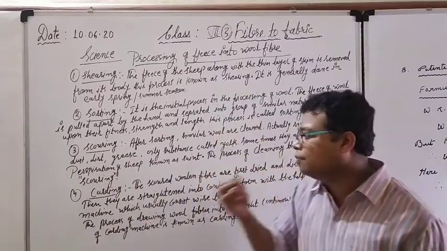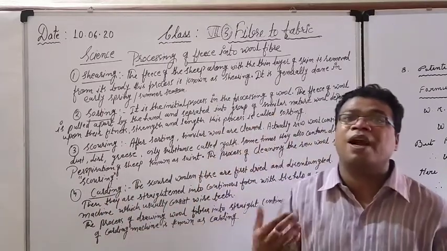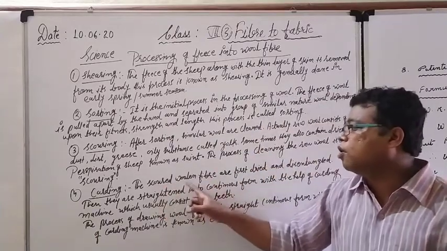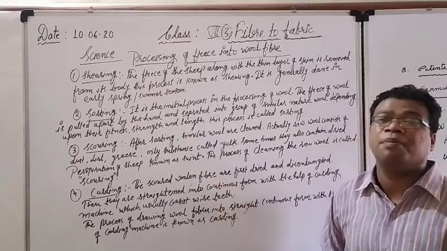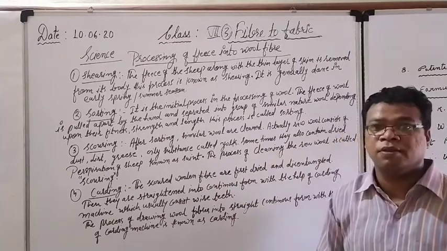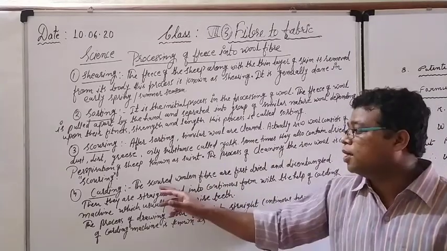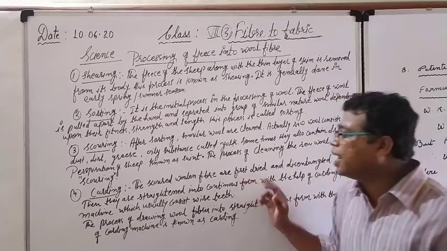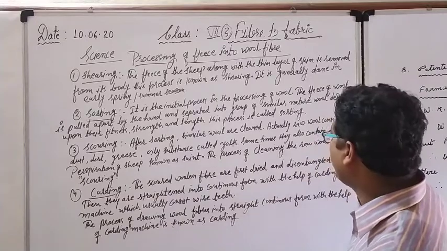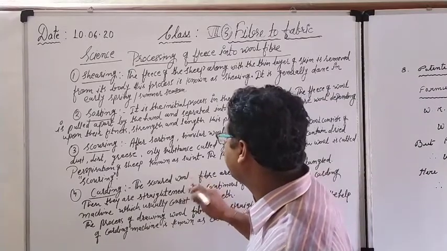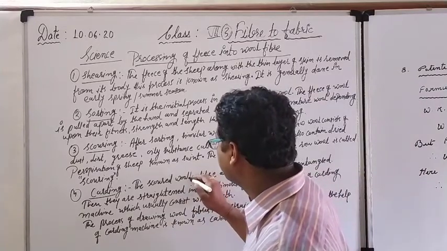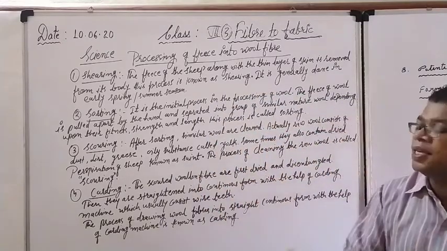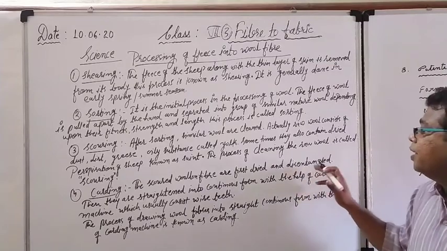Right now see the next thing, carding. Fourth step is the carding. What is carding? We will come to know when we are going to read it. The scored woolen fibers. Scored woolen fibers means cleaned woolen fibers. Scored means cleaning process. So the scored woolen fibers, they are first dried. पहले इसको dry किया जाता है. The scored woolen fibers are first dried. पहले इसको dry किया जाएगा, मतलब सुखाया जाएगा, and then disentangled.